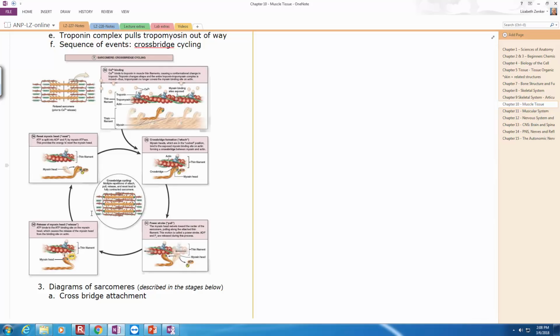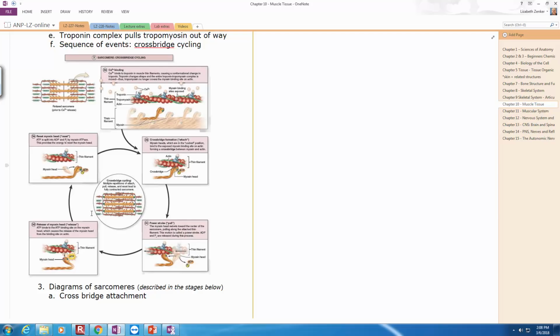There is no change in length of myosin and actin. Those fibers don't change length, but they slide across each other. That sliding across each other is what shortens the sarcomere, thus the contraction or shortening of the muscle. So actin and myosin don't actually shorten. That protein stays the same length. It just slides over each other. That's what shortens things.